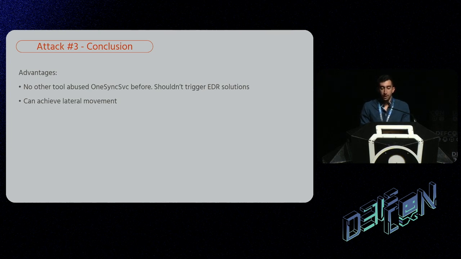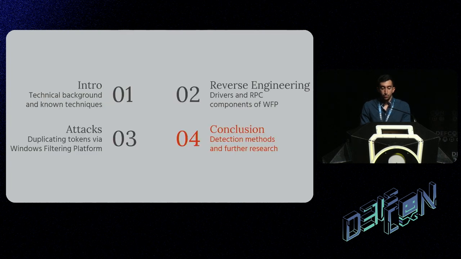There's another thing. It is possible to be notified about a new logon session and then execute this attack. I might add this ability in the future to this tool. So these are all the ways I found to abuse the Windows filtering platform. We can gain tokens of system as well as other logged on users.